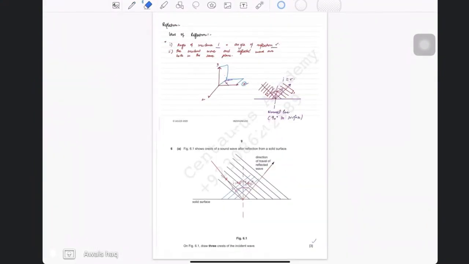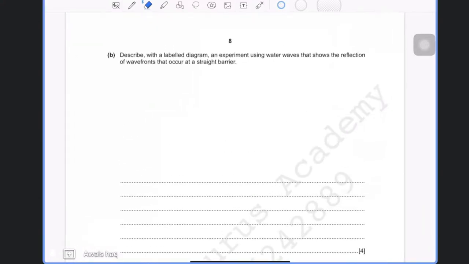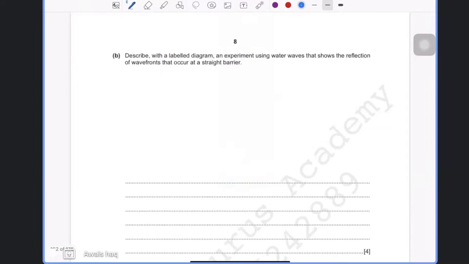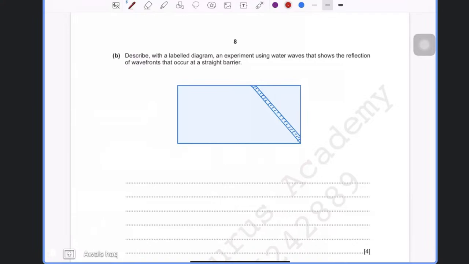Okay, very nice. Now, the next question says, describe, with a labeled diagram, an experiment using waterways that shows reflection of wavefronts at a straight barrier. So this is basically the same diagram we have to do, but now we have to explain it with the experiment. First of all, you're going to make a box like this, and on that box put a barrier like this, and paint it a bit. Barrier. Then you say that suppose this is the direction of the incident wave, and then you draw a normal line, and then you put it like this.